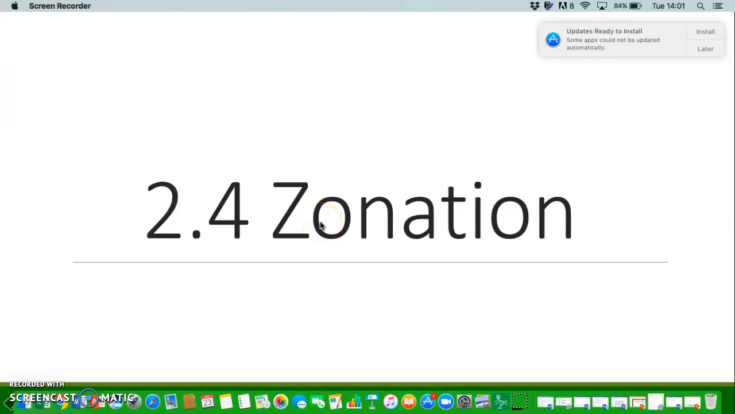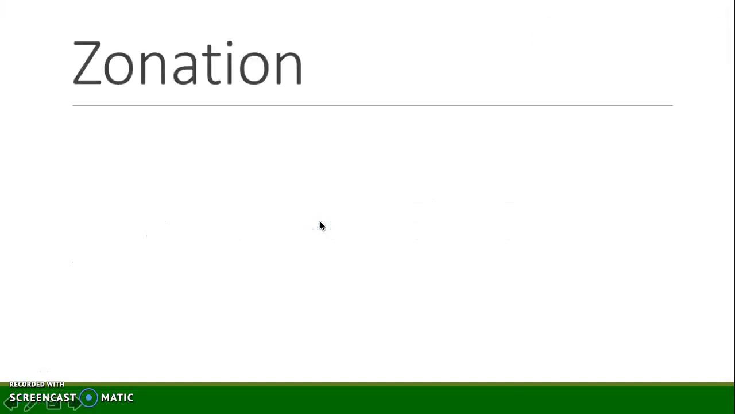Hi class. So the last part of section 2.4 is talking about zonation. So we're looking at zonation. What we're talking about is this change in the communities as we move across a gradient.